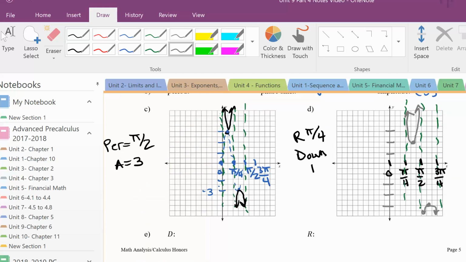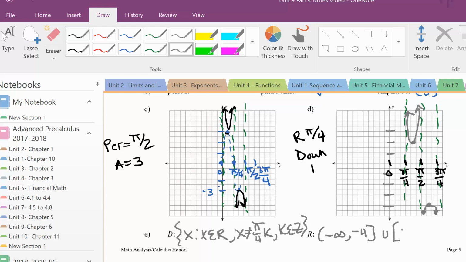So when you talk about the domain, that means that x is a real number. And then the asymptotes are every pi over 4. So, sorry, x can't equal pi over 4 times k, because every pi over 4 is an asymptote, where k is an integer. The range, so you're going from -infinity to -4, union 2 to infinity.